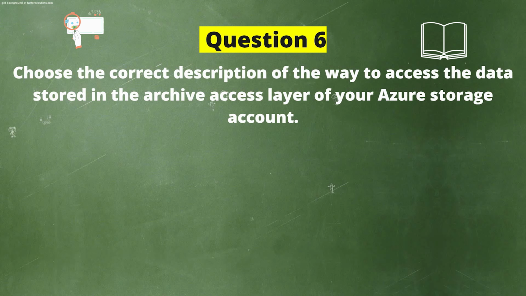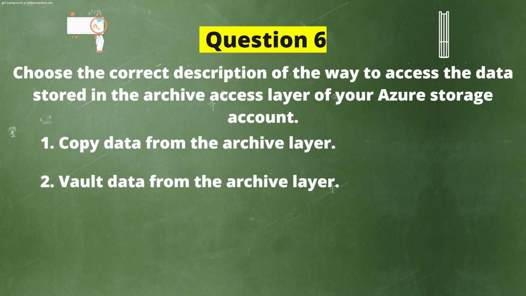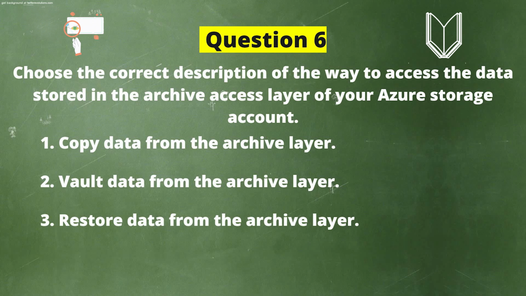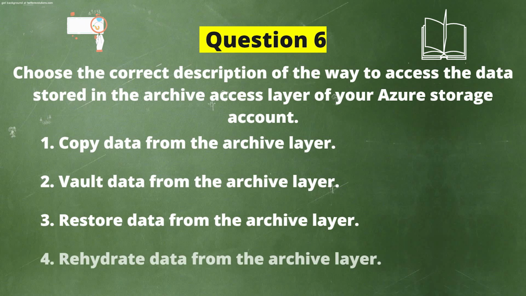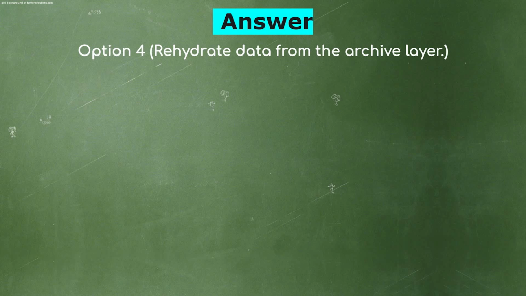Next question. Choose the correct description of the way to access the data stored in the archive access layer of your Azure storage account. And the options are: 1. Copy data from the archive layer. 2. Vault data from the archive layer. 3. Restore data from the archive layer. 4. Rehydrate data from the archive layer. And the correct answer is option 4. Rehydrate data from the archive layer.